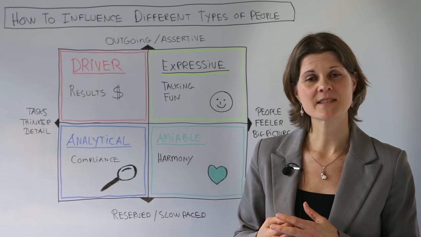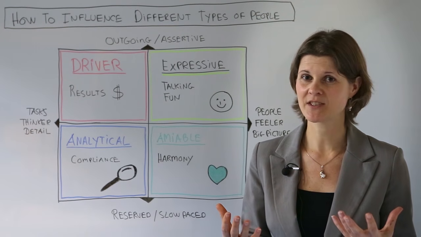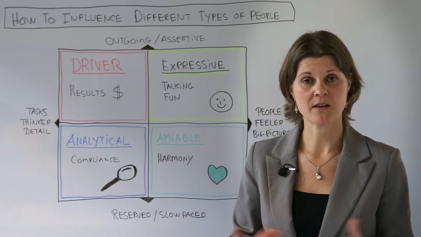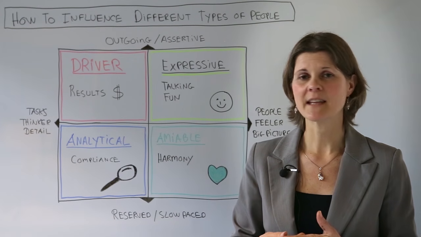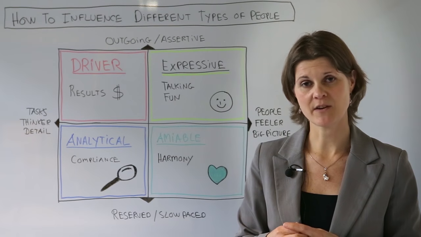The way to influence them is to sit down, have a one-on-one conversation, and ask them how they're feeling, and give them time to consider their responses. They do not appreciate being put on the spot. Remember, harmony is very important to them.